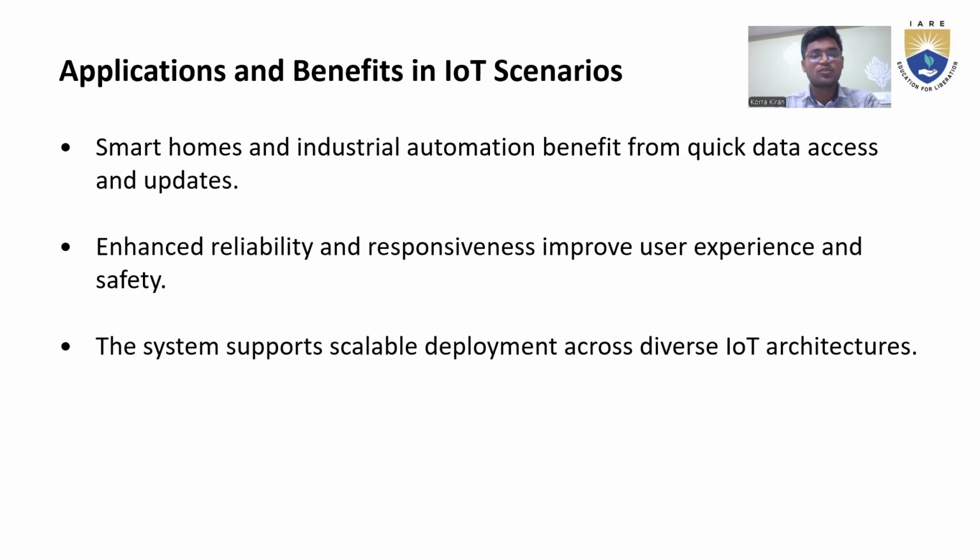Smart homes and industrial automation benefit from quick data access and updates. Mainly, the benefit we can see through this IoT sensor is that it supports smart homes and industry automation. That's one benefit we can see. Another is enhanced reliability and responsiveness, improved user experience and safety. That is also one of the benefits we can see. And the system supports scalable development across diverse IoT architectures.